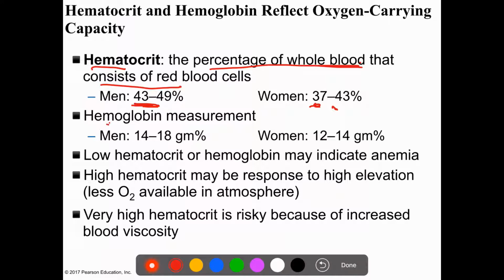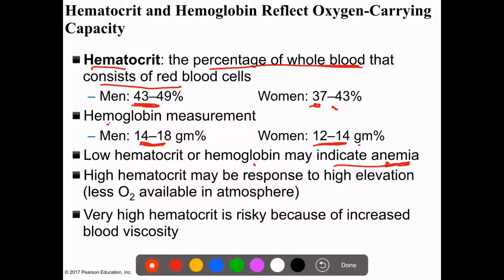And hemoglobin out of this should be in men around 14 to 18 gram percent, and for the women between 12 and 14 gram percent among these percentages. Now, low hematocrit or hemoglobin might indicate anemia, that is inability of the blood to carry oxygen.